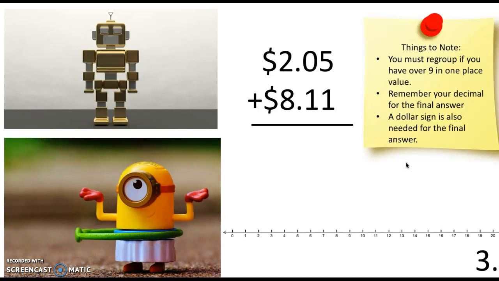Next, we have a robot for $2.05 and a Minion doll for $8.11. You can use your number line for this. If you wanted to find what 5 plus 1 was, we would start at the number 5 and move up 1. Continue to do that for the rest of the problem and move on with the next problem when you're ready.